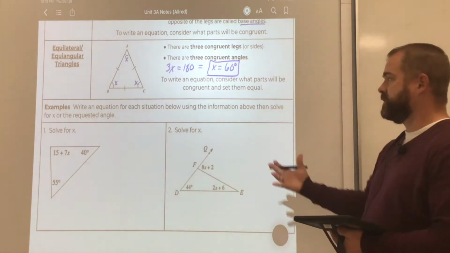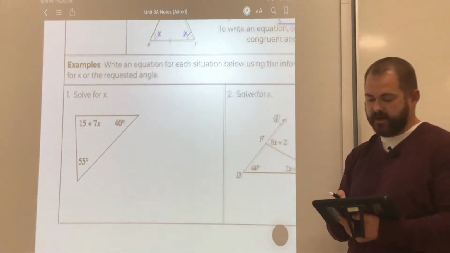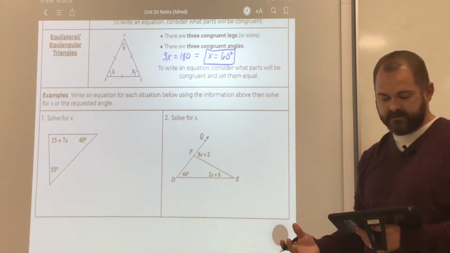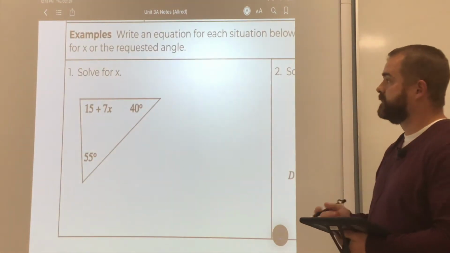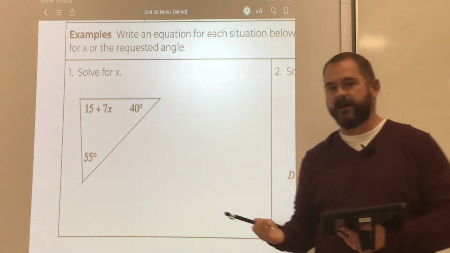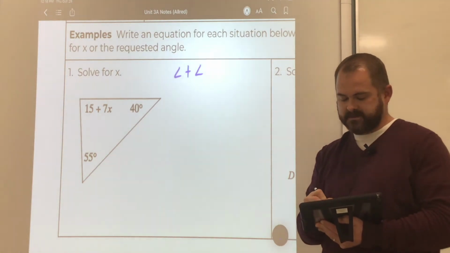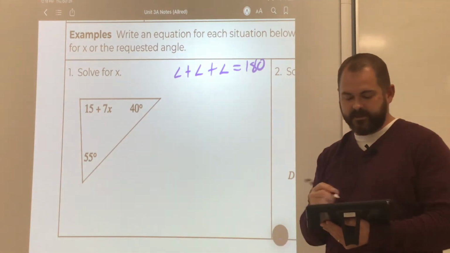What we're going to do is go through and practice some problems, and in each one of these we're going to write an equation for the situation using the information given and solve that equation for x. So number 1 here, we're given a triangle. These are all interior angles. There's no exterior angles given. So we're just going to say that angle plus angle plus angle equals 180. That's how we're going to set up our equation. We're just going to fill in the values they give me.